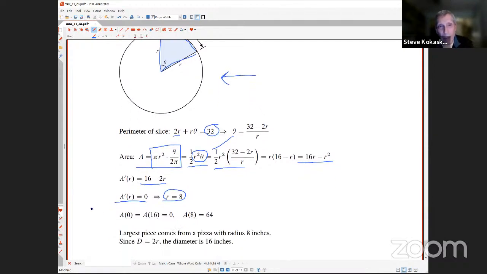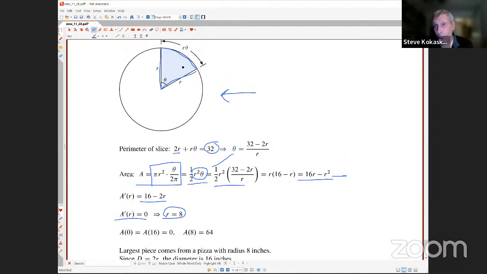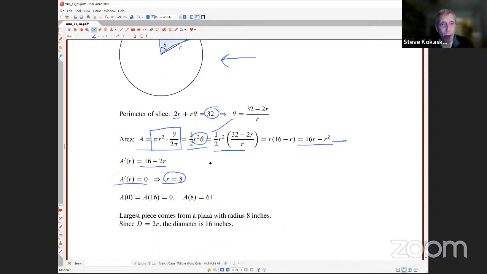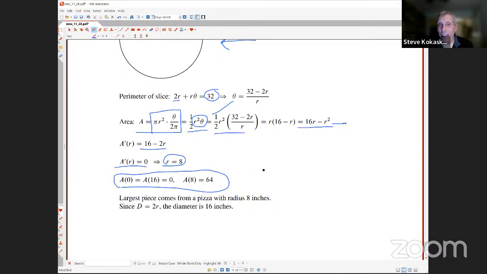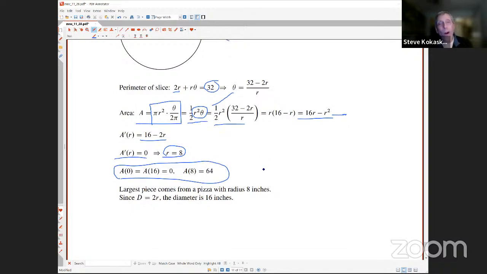But for this one, I thought a little bit about what R could be at the endpoints, and I think it's 0 and 16 because, let's see, if R was equal to 0, I'd get an area of 0. And if R was equal to 16, I'd also get an area of 0. You might think about what's happening with my slice if either one of those happens. So if you'll allow me to solve this one with the candidates test, there are three values that I tested. And in fact, the radius of the pizza that gives me the largest slice with that fixed perimeter is 8, and the area is 64 square inches.